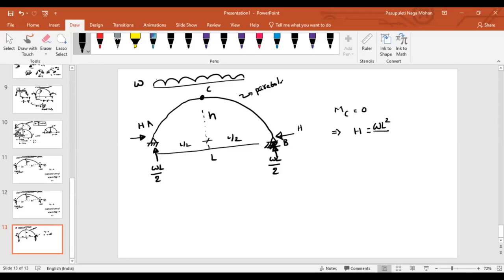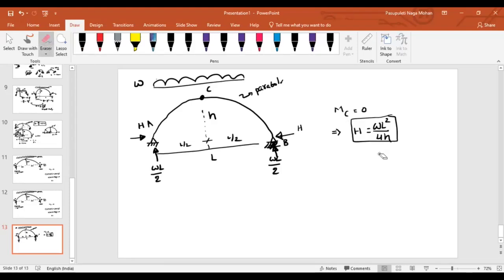Is it right? WL square by 4H. Can somebody please verify? Is this right or wrong? Is it okay? WL square by 4H. Are you getting the same? No, sir. 1 minute, sir. How much?